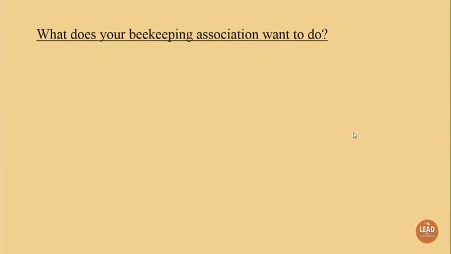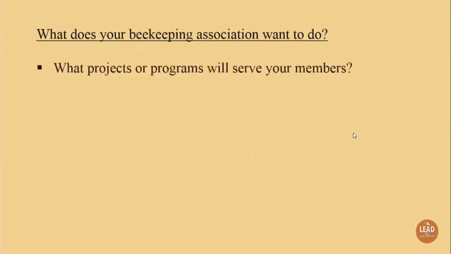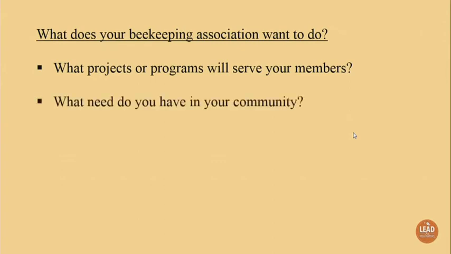So what does your beekeeping association or your farm group or your community group, whether it's master gardeners, want to do? What are those projects or programs that will serve your members? What is the education that's lacking? Do you want to put in a pollinator garden at the local school? Or do you want to work with Extension to put in a pollinator garden? There are so many opportunities to take advantage of grant funding, but you do have to know what you want to do and how it will benefit your members and the community.